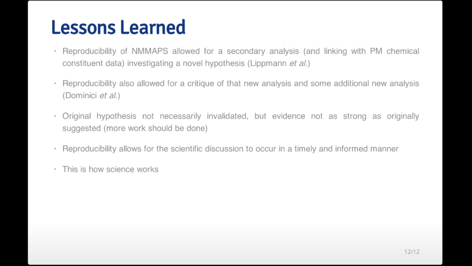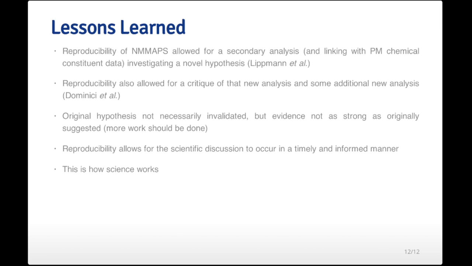So some of the lessons that we learned from this case study is that the reproducibility of the EnMAP study from the very beginning, first of all, allowed for the original secondary analysis to occur to investigate this novel hypothesis that nickel is a harmful chemical constituent of PM. And so that's very good, and the idea is that it allowed other people to explore new ideas. And so the paper by Lippmann et al. is one example of such a secondary analysis.